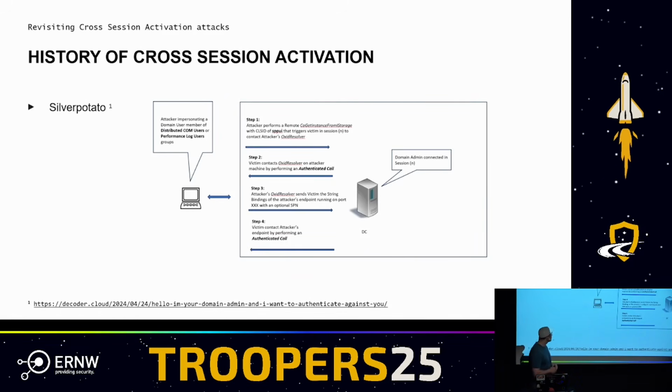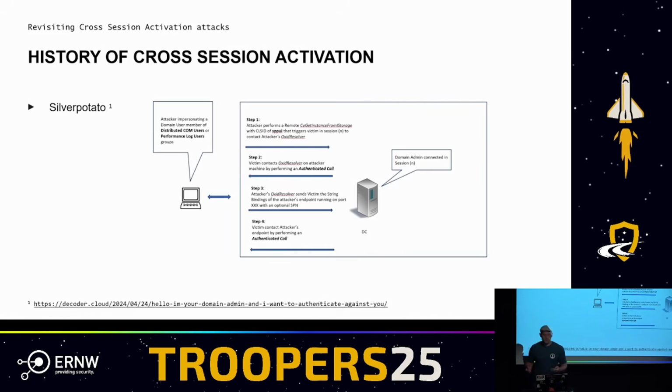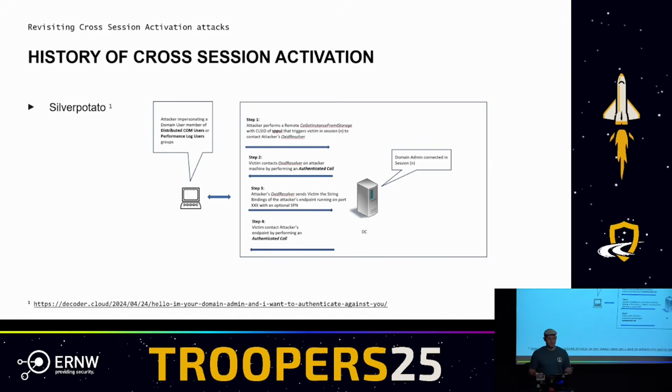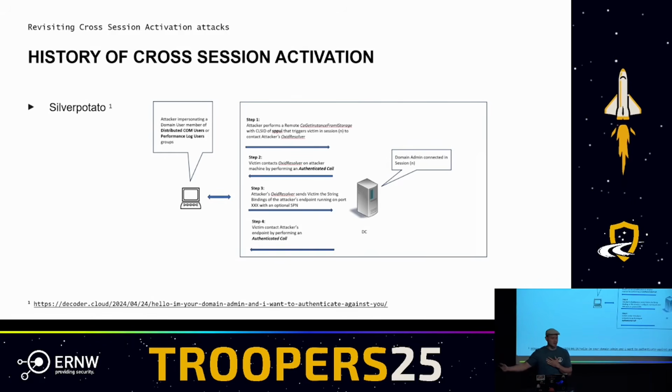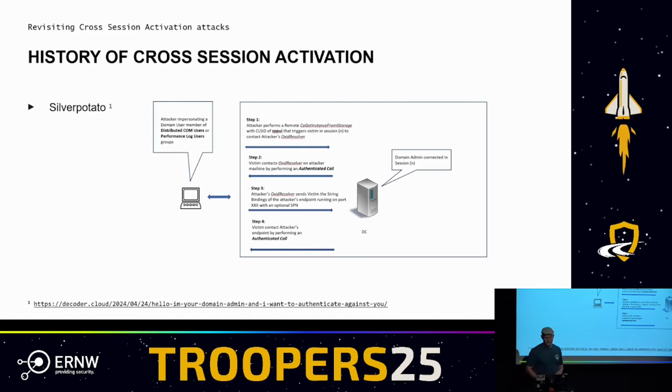SilverPotato was also published in 2024, also by Andrea, and this tool abused the fact that users that were in the group Distributed COM Users or Performance Log Users were allowed to enable specific COM classes on a remote system to get the incoming authentication from logged-on users. So low privileged users, in terms of they are just in one of these two groups, could talk to the DC and say, hey, DC, if there is a domain admin logged on your session 2, please authenticate to me, and I'm going to relay this incoming authentication. So this effectively also led to full domain compromise.